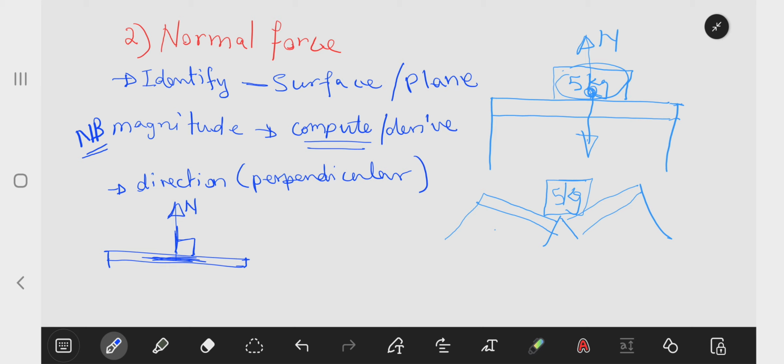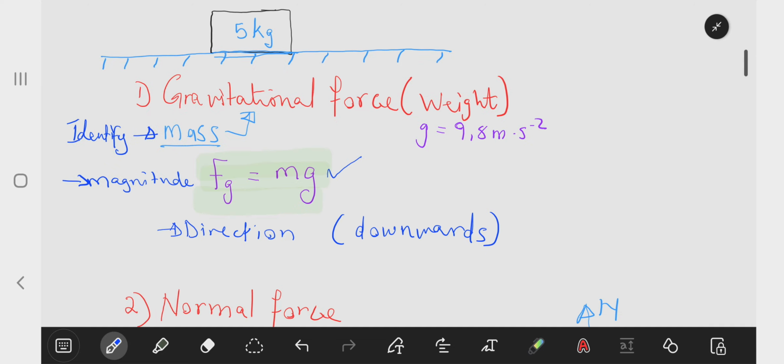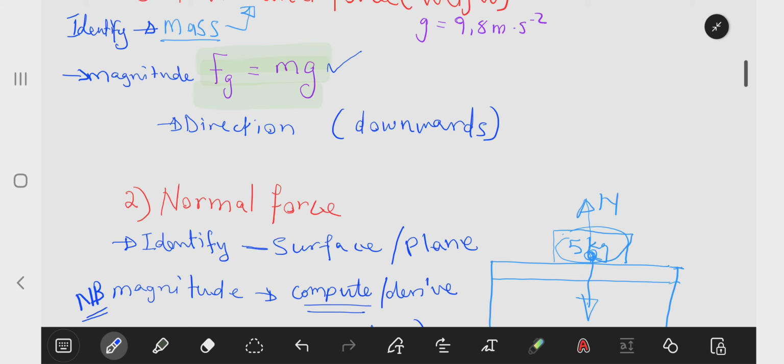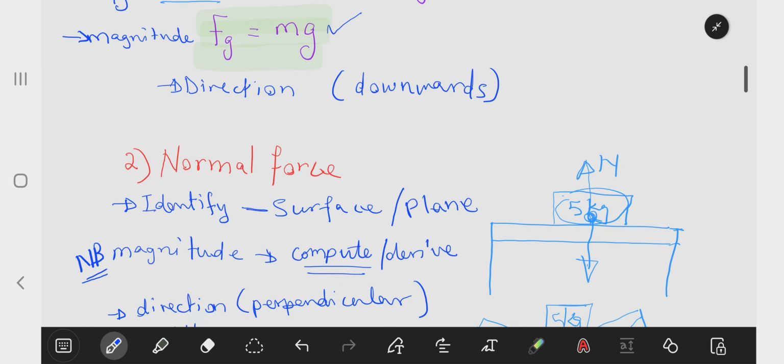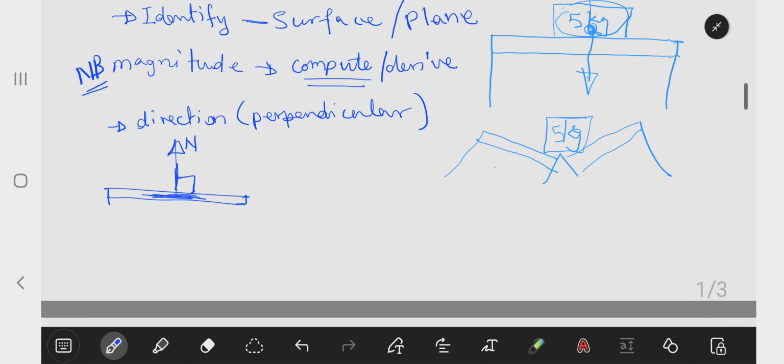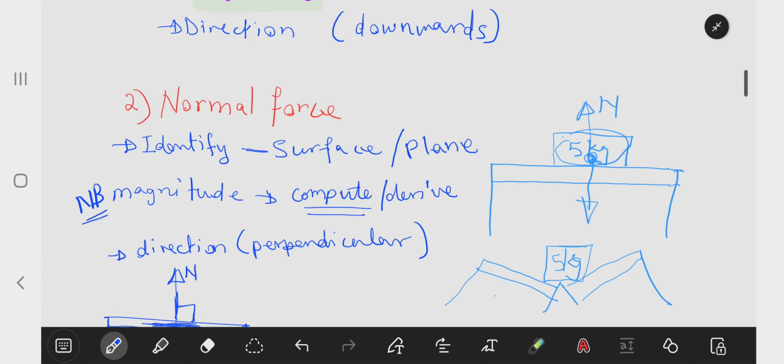What's important here is that you have to know how to identify. The moment they say a surface, then you know that we have a force called normal force. The moment they say you have mass, you know that you have a force called gravitational force. That is how you identify the forces, using these kinds of wording. And then in terms of calculation, Fg equals mg, and the normal force you have to compute or derive, which is what I'll show at a later stage. All right, so we have discussed that normal force acts perpendicular to the surface, and for you to have this normal force, it's very important that you have a surface or a plane. Okay.